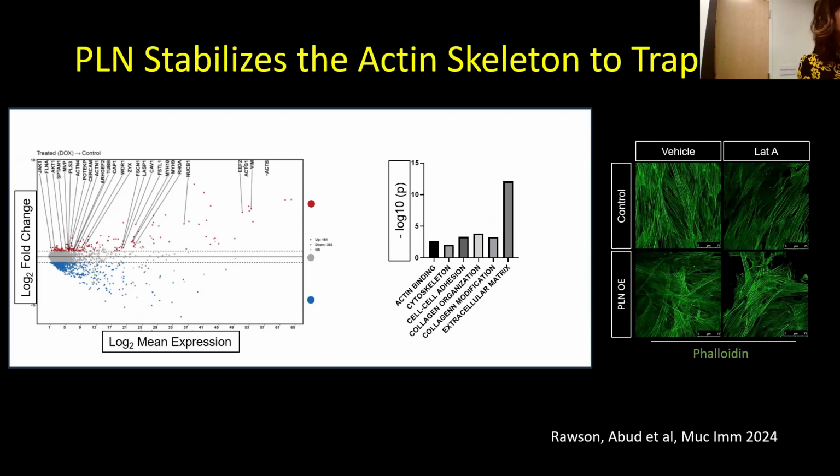So here's this thing that sits in the sarcoplasmic reticulum. It goes up when you change the rigidity of the matrix. That process turns on the actin cytoskeleton genes. That's what's being shown in the volcano plot. The actin cytoskeleton is actually more stable. So if you give something called latrunculin A, which destabilizes actin fibers, when you have PLN, that's this bottom corner graph, you can still see those stress fibers as compared to up above, which is where they've broken down.